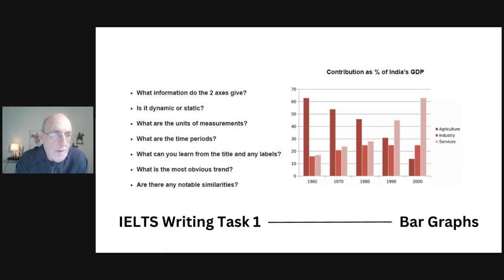Is it dynamic or static? And this means, is it moving, or is it just a set or completed process or situation? And in this case, we can see because the graph ends at 2000, it's static. Everything on this graph is completed. There's no predictions for the future. There's no moving forward, so it's not a dynamic essay.